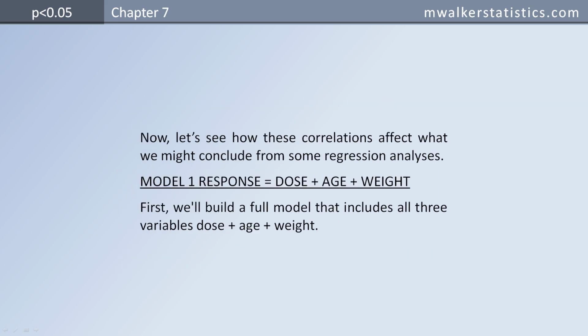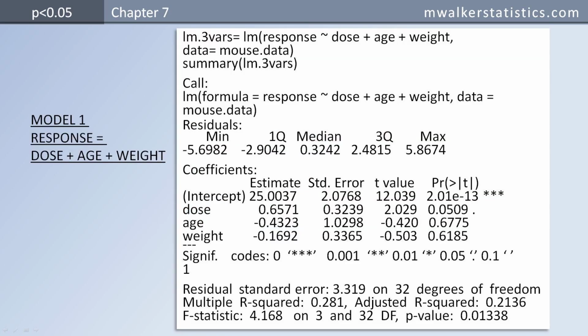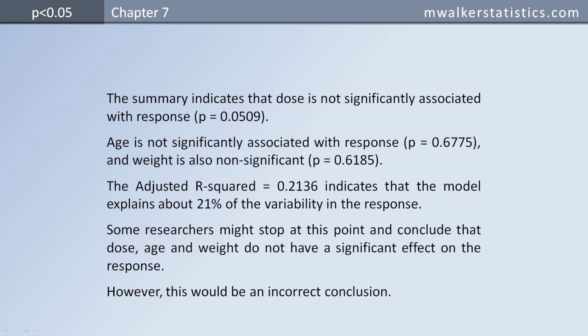Now, let's see how these correlations affect what we might conclude from some regression analyses. Model 1: response equals dose plus age plus weight. First, we'll build a full model that includes all 3 variables, dose plus age plus weight. The summary indicates that dose is not significantly associated with response, P equals 0.0509. Age is not significantly associated with response, P equals 0.6775.